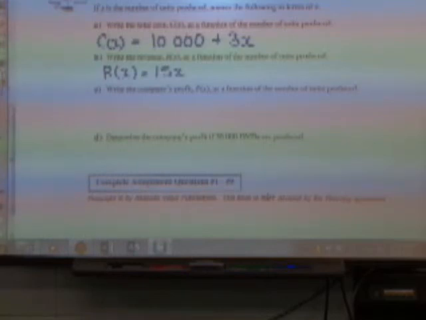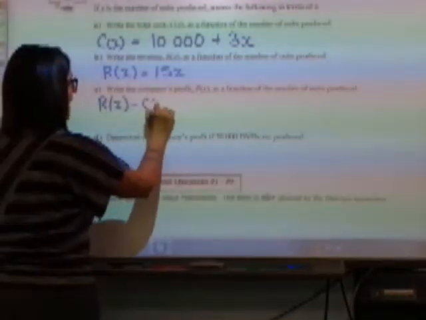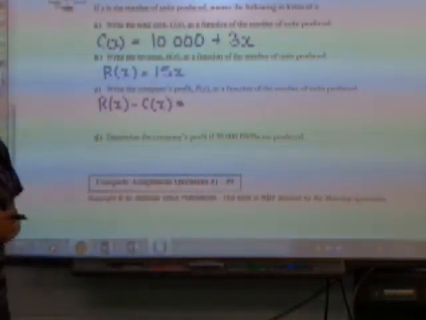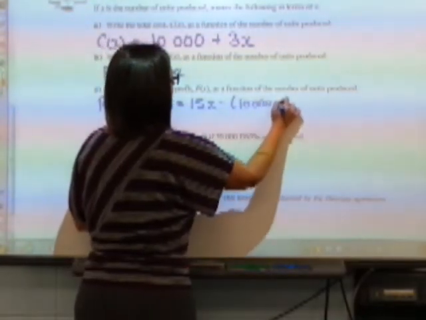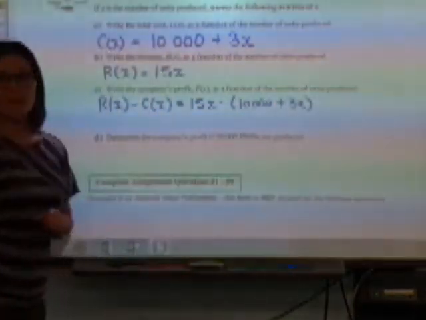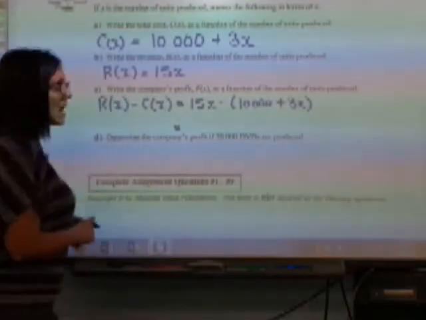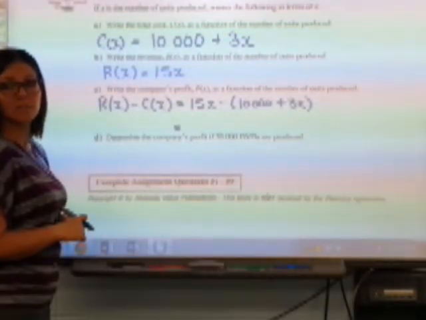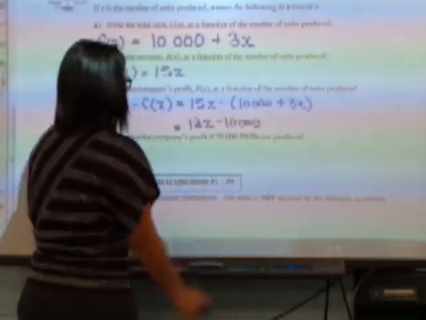Write the company's profit as a function of the number of units produced. How do I determine profit? You take how much you make and subtract the cost. So how much I make was my R of x, and I subtract C of x. So that becomes 15x minus 10,000 plus 3x. So if I simplify this, 15x minus 3x, so I get 12x minus 10,000.